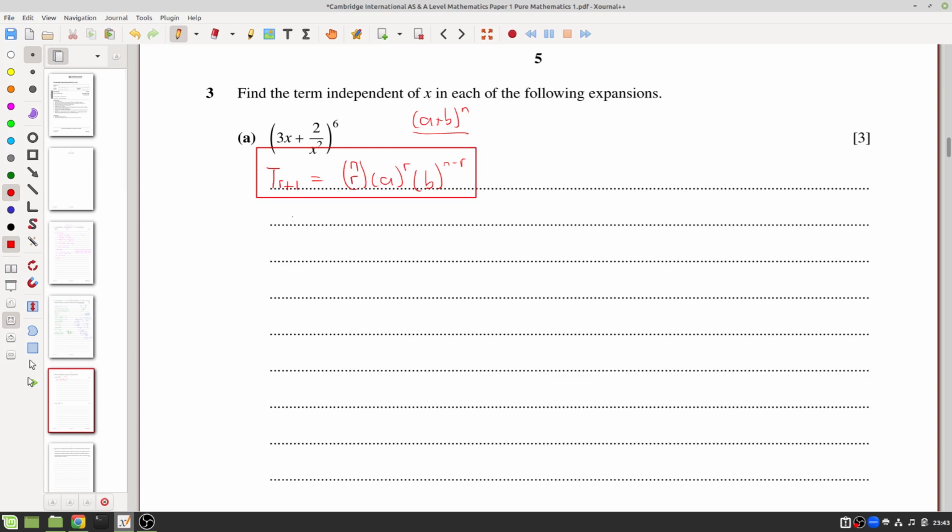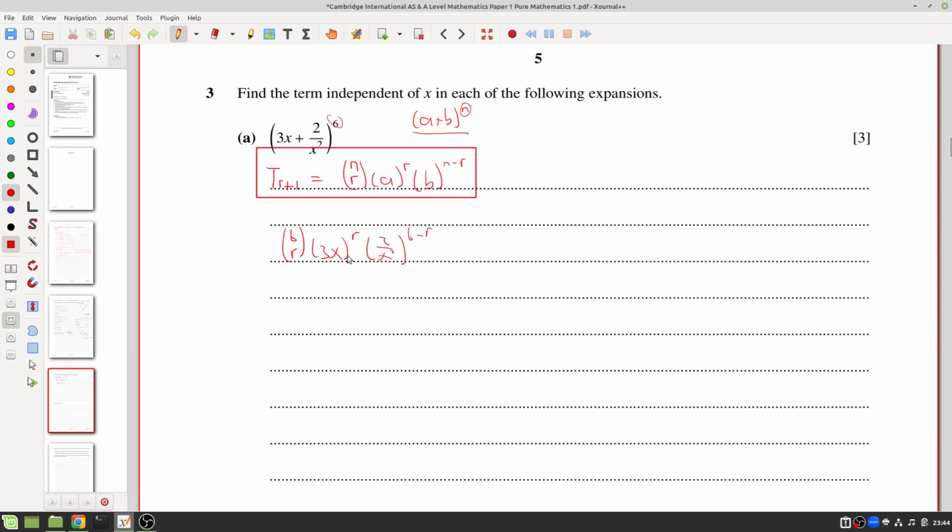So in our case, we're going to say n choose r. Our n is 6, right? That's the n, so n is 6. R we don't know yet. So 6 choose r. Our first term is 3x, so 3x to the power r. Our second term is 2 over x squared, and that's to the power n minus r, so 6 minus r in our case.